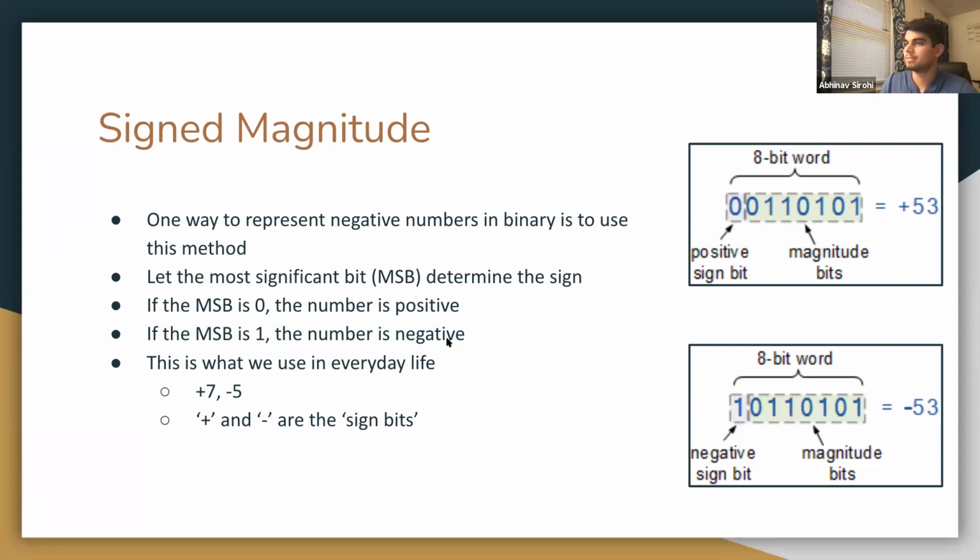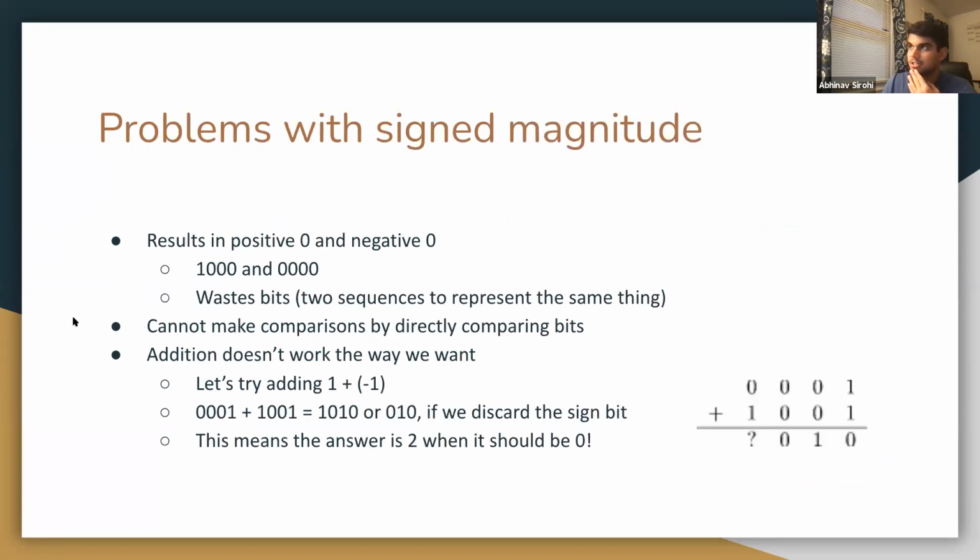Yeah, so this is one way of doing it. And there are problems with this method, as you might have already thought about. What this does is it results in +0 and -0. If we have all zeros and the bit on the left side represents whether it's positive or negative, then this is -0 and this is +0, because all of these bits mean that the number is 0, and this bit means it's positive, and this bit means it's negative.